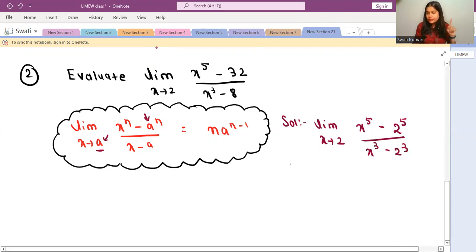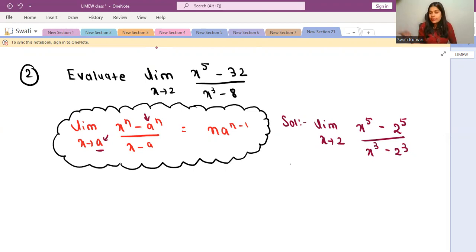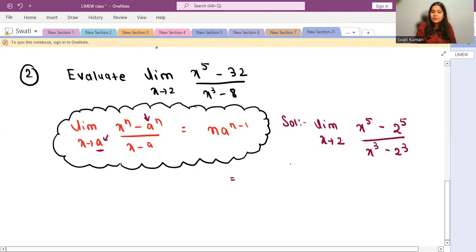You can notice here that still we are not having this formula, x raised to n minus a raised to n. Of course, we are having x raised to n minus a raised to n, but we are not having that x minus a, right? We're not having that x minus 2 anywhere. So what we can do? We can do a very simple step here. We just have to write down x raised to 5 minus 2 raised to 5 as it is.